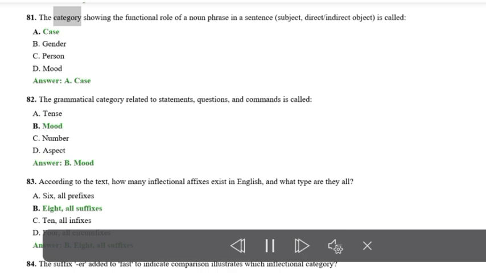81. The category showing the functional role of a noun phrase in a sentence, subject, direct/indirect object, is called A. Case. B. Gender. C. Person.